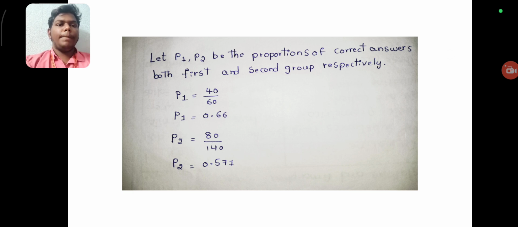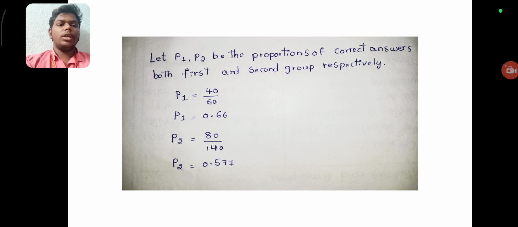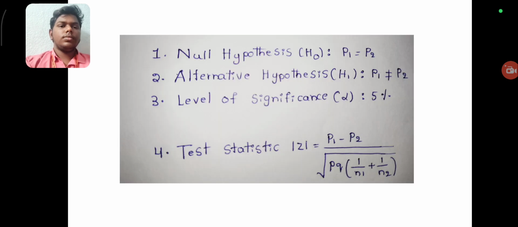Let P1, P2 be the proportions of correct answers in the first and second group respectively. So P1 equals 40 by 60, that equals 0.66. P2 equals 80 by 140, so P2 equals 0.571. First step is the null hypothesis H0: P1 equal to P2. Alternative hypothesis H1: P1 not equal to P2. Level of significance alpha equals 5%.